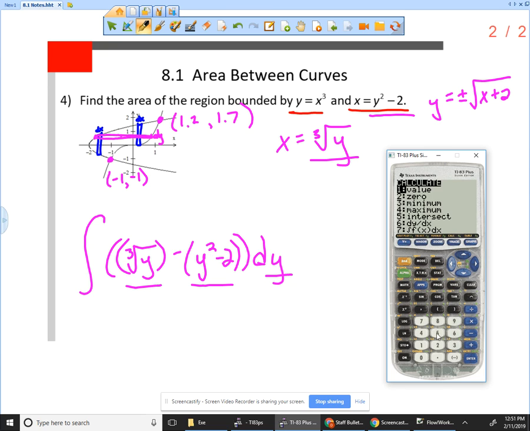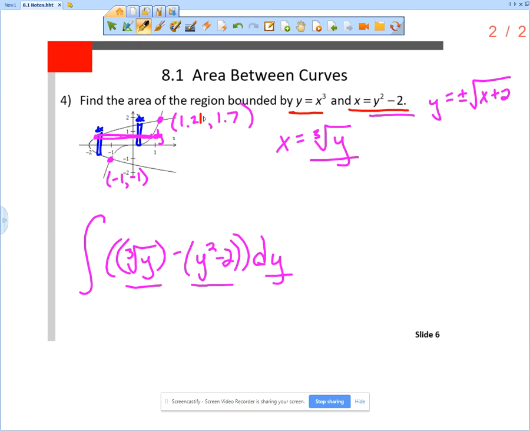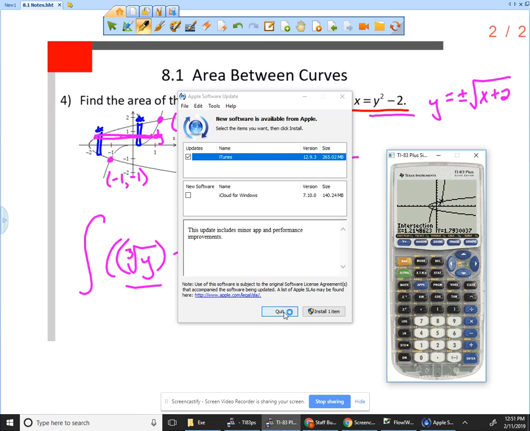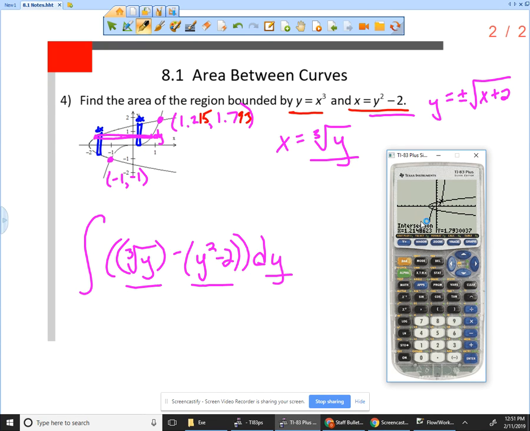Second trace intersect, first curve, yes, second curve, yes. All right, and now I want approximately 1, and so it's going to give me 1.215 and 1.793. So 1.215 and 1.793, right? So that's that. Now we also do want to double check the value over here, all right?